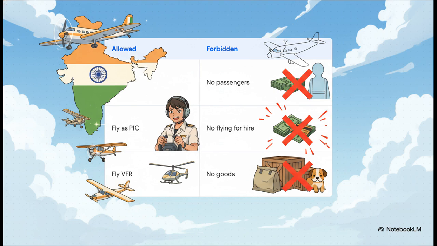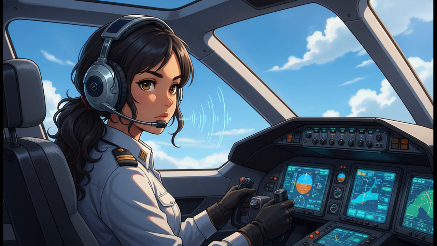You cannot fly outside of visual flight rules, meaning you must always have visual reference to the ground. You definitely cannot fly for any sort of hire or reward. And importantly, you cannot carry passengers, goods, or animals. So yes, you'll definitely have to leave your pet dog at home during your student flights. Also, you got to remember that under this license, you are flying under the authority and strict supervision of a flight instructor at all times.